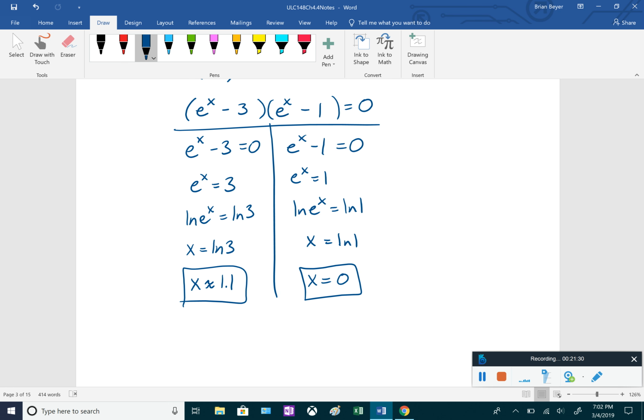Technically the answer looks better as the ln of 3, instead of rounding all these answers as 1.1, because that's the legit answer. But just so we have an idea of what it is approximately, I'm evaluating them.